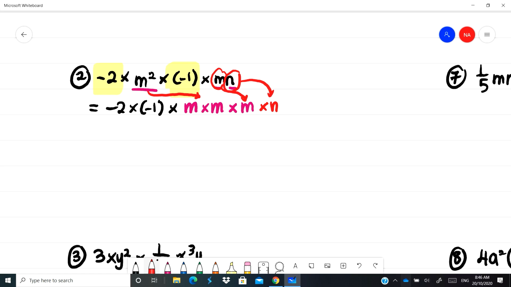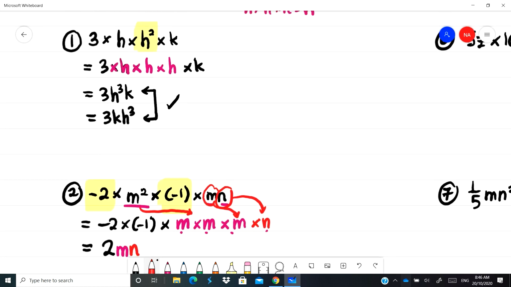Okay? Alright. So simplify this. Nombor darab nombor, variable darab variable. So negative 2 multiplied by negative 1 will get positive 2. Look at your m. How many m's now? 1, 2, 3. So we'll have m to the power of 3 because it is multiplication. Bukan 3m ya. So n dekat belakang. So just write n dekat belakang. Tak ada masalah. 2mn. Okay?